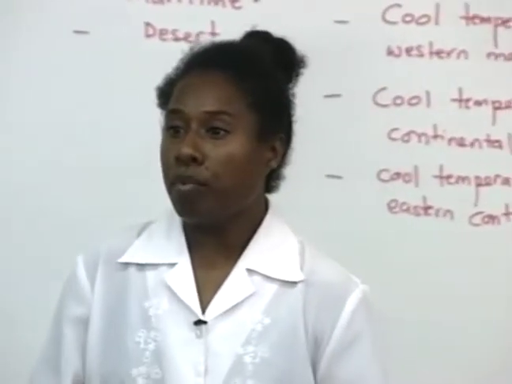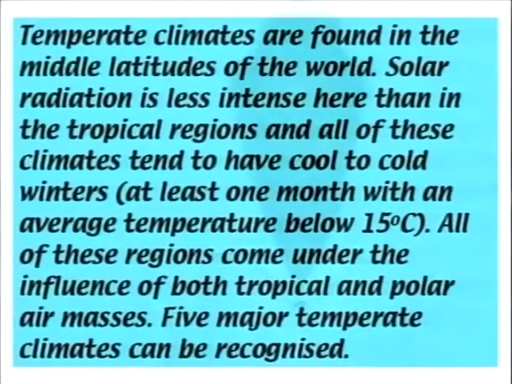Points to remember on temperate climates: they are found in the middle latitudes of the world. The low latitudes are the tropical climates. The high latitudes will be the polar climates. The middle latitudes will be the temperate climates. So the temperate climates are found in the middle latitudes of the world.